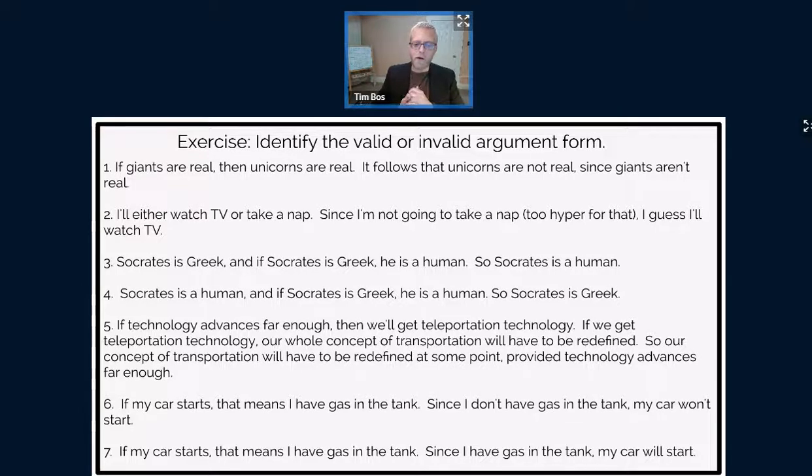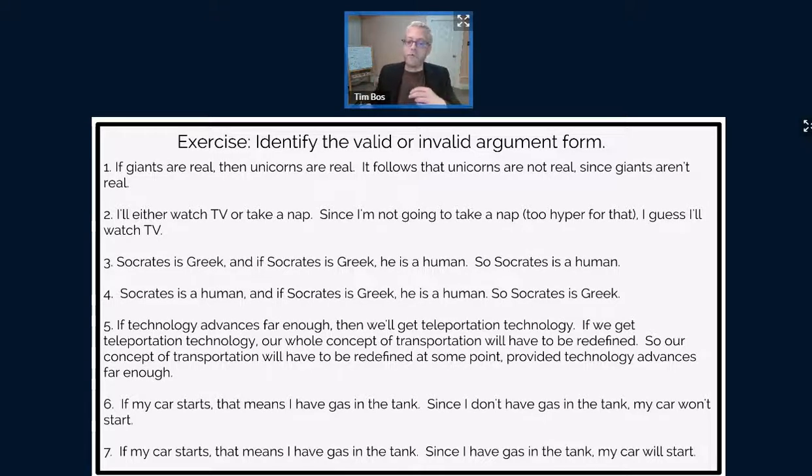So number 1. If giants are real, then unicorns are real. It follows that unicorns are not real, since giants aren't real. Your first job might have to be to really figure out the structure of the argument, right? To sort of, at least in your mind, put it in premise conclusion format, because this is kind of all over the place, isn't it?